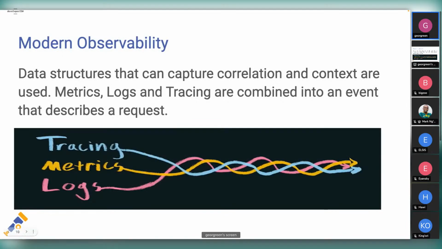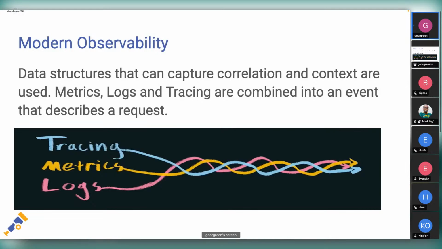In this new school of thought, the idea is that you need to generate one event that captures three kinds of attributes. First, you need to capture operational attributes. These are usually specific to that request, things like account ID and user ID.